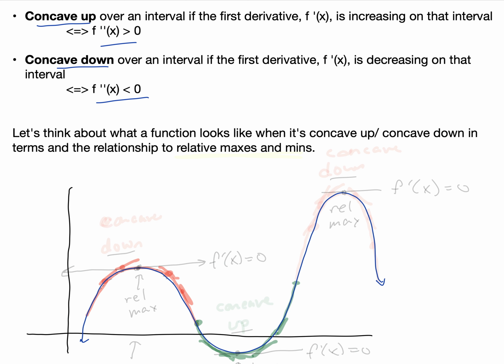And then over the next interval, we are concave down again. So we're concave down here, again, because the first derivative, the slope of the tangent line, is decreasing as we go over points in this interval from right to left. So this is concave down, and concave up in the middle.